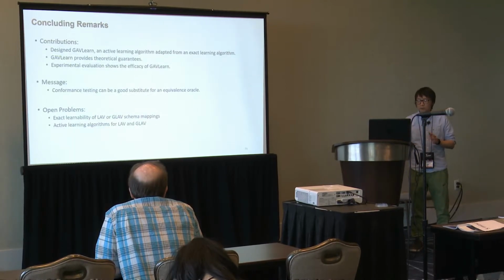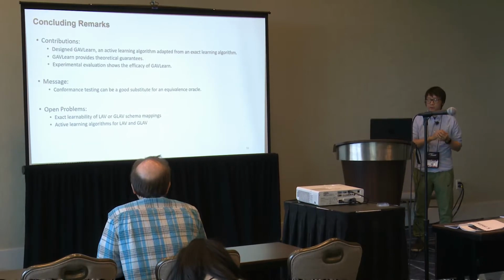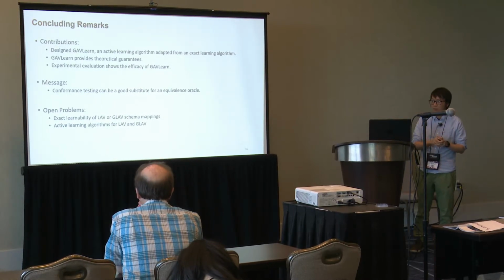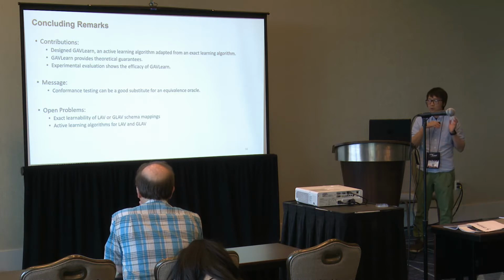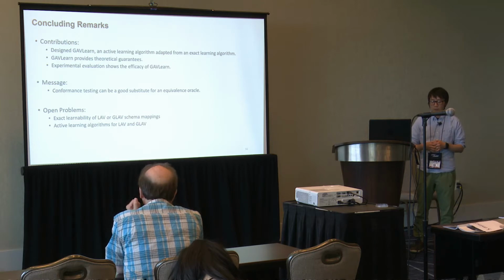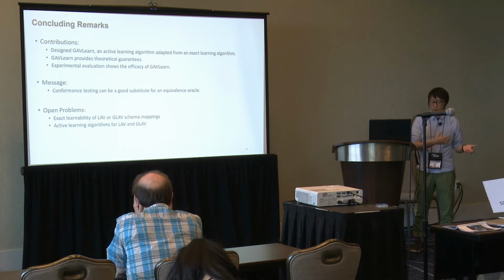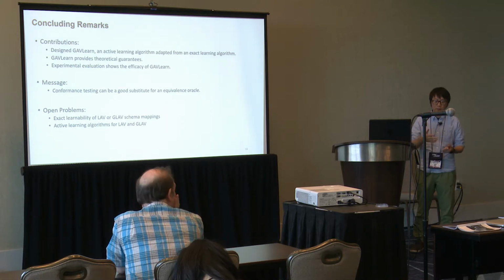Right. Okay, so as a conclusion, we designed the GAV-learn algorithm, which is an active learning algorithm that is adapted from an earlier exact learning algorithm. GAV-learn provides theoretical guarantees, and we experimentally showed that it is very efficient and effective at learning high quality results. We also learned from this study that conformance testing can be a very good substitute for an equivalence oracle that is usually required by many exact learning algorithms.